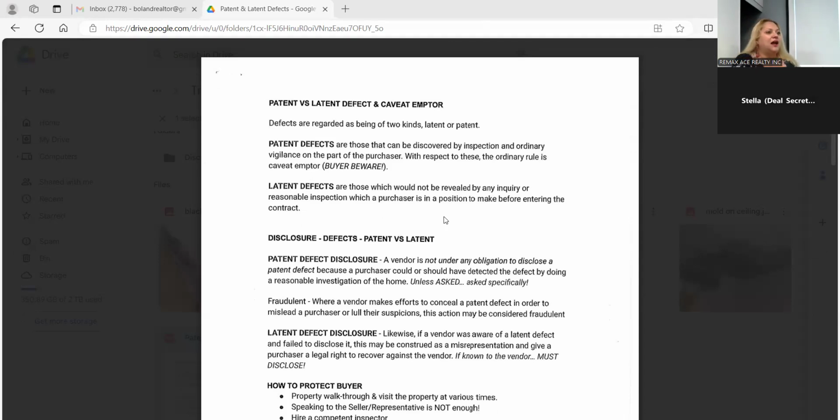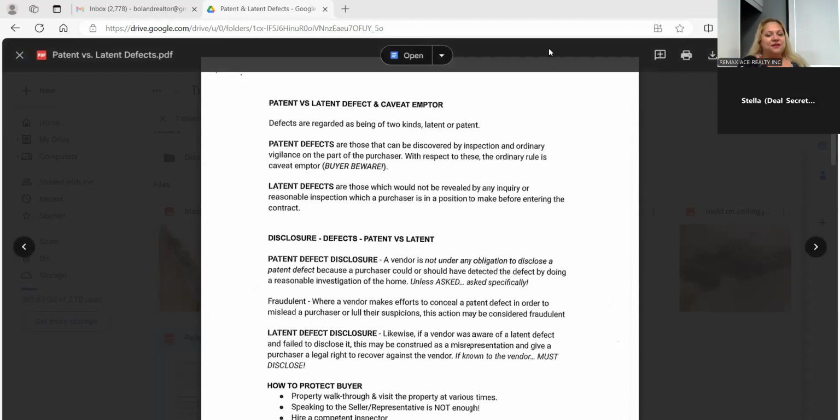So a lot of times when we hire our home inspectors, even they won't find a latent defect because they're only allowed to do so much, right? They're not allowed to open up the walls. They're not allowed to unscrew things. They're not allowed to take things apart, right? They're supposed to be looking for patent defects within the home that they can visibly see right away.